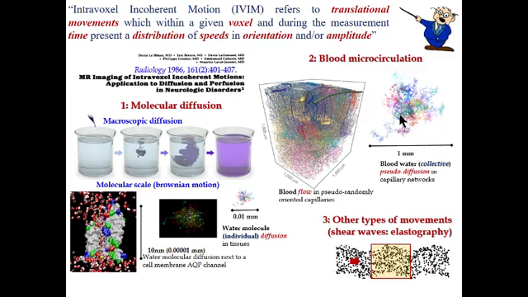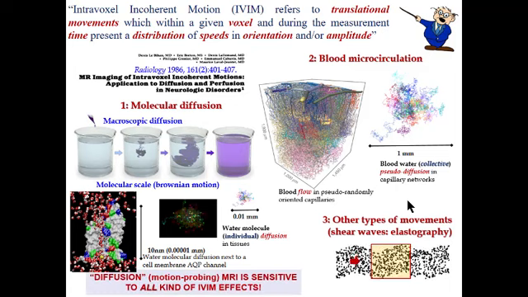And at the end of my talk, I will talk about something new. Mechanical displacement within tissues might also lead to an IVIM effect, and this is the basis for virtual elastography. So diffusion MRI is sensitive not only to diffusion, but to many other IVIM effects. So now let's go into more detail.